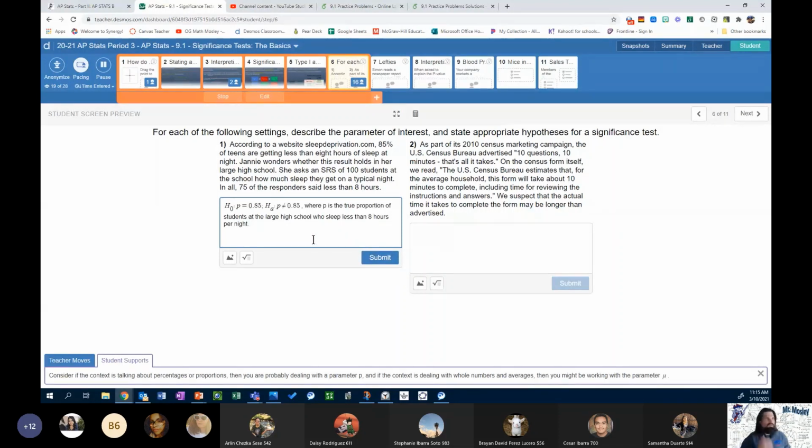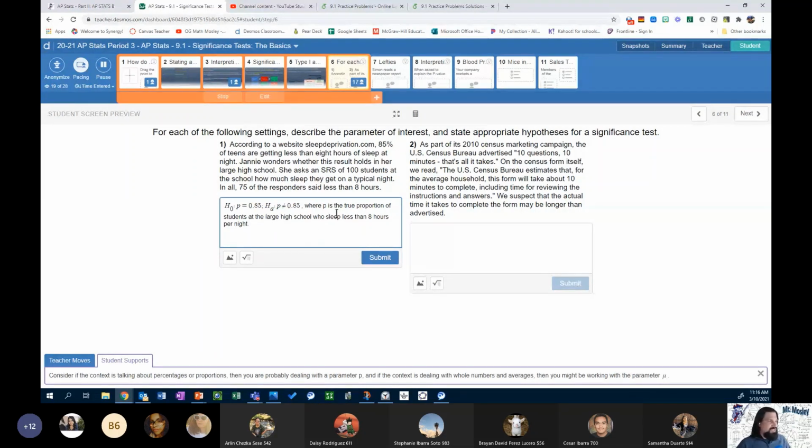If you guys are looking at my shared screen, I have a possible solution up there. So we have the null hypothesis is P equaling 0.85. If you put 0.85, that's fine. And the alternative is that the proportion is just not 0.85. And we get that it's just not equal to 0.85 because they're not interested in, is it less than 85%? Is it more than 85%? We just want to know if it's different. Is it not the same?